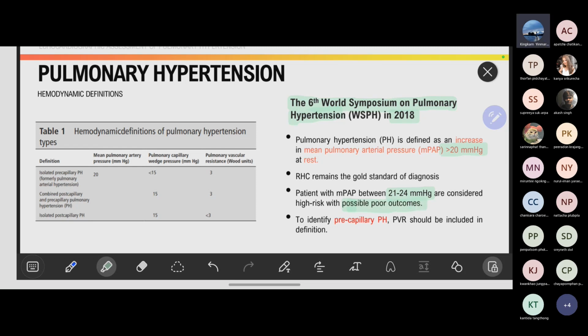And WSPH recommended that to identify pre-capillary pulmonary hypertension, PVR should be included in the definition. So you see PVR here.